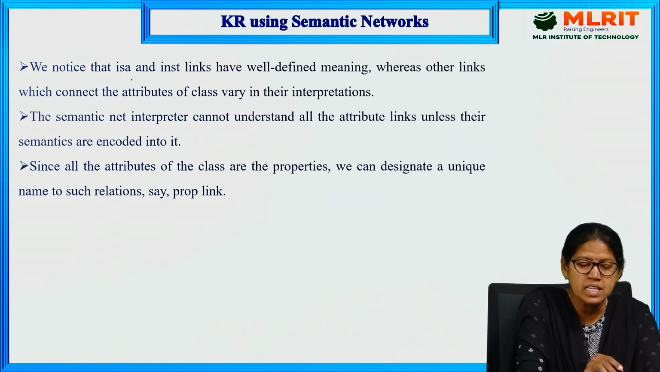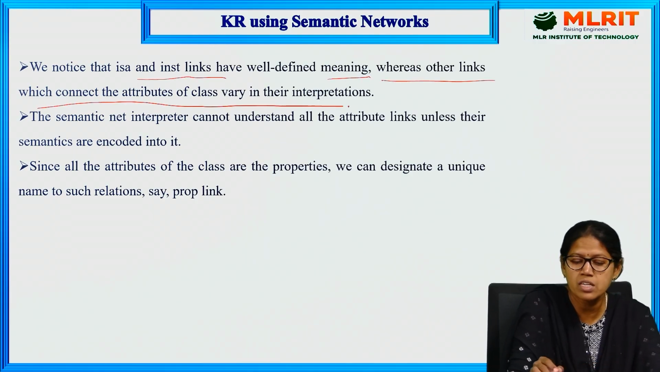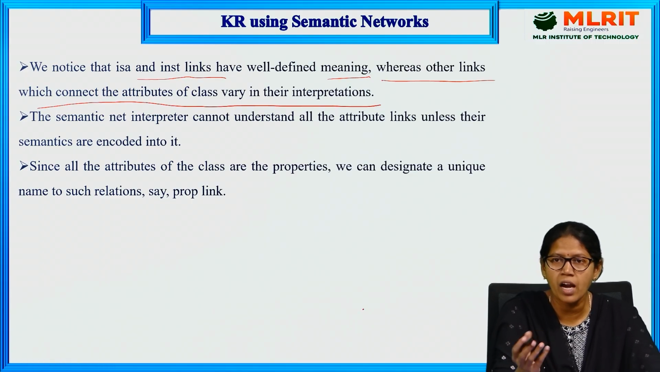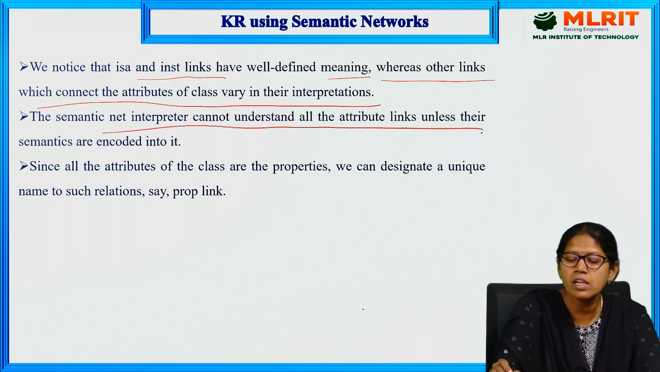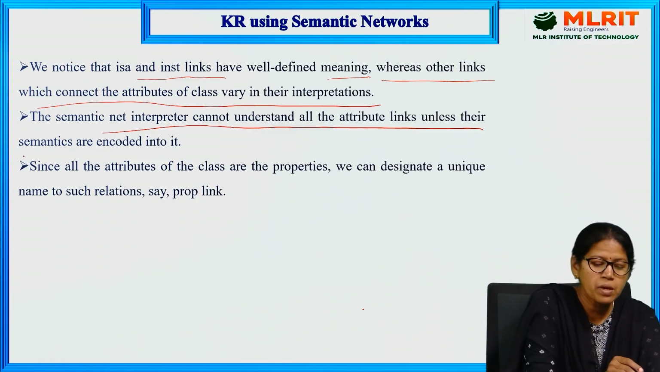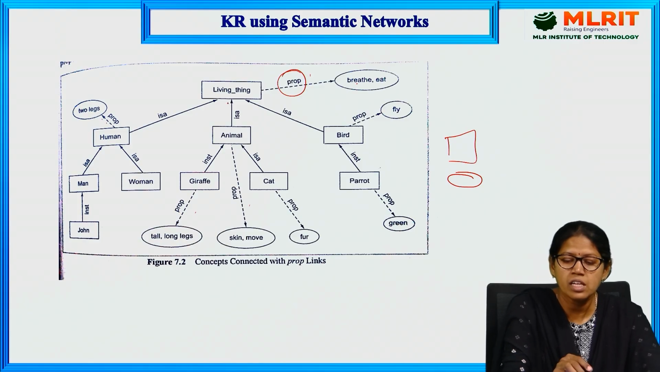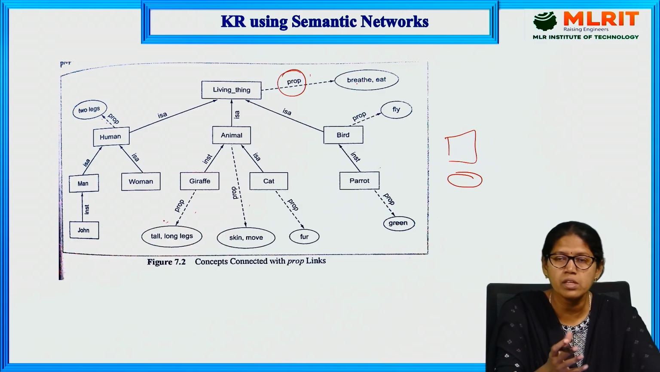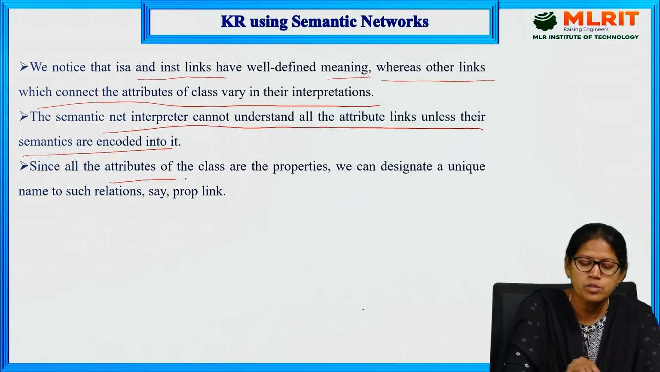Next, ISA and inst links have well-defined meaning, whereas other links which connect attributes of a class vary in their interpretations based upon the concept having the attributes or properties. It will vary. The semantic net interpreter can't understand all the attribute links unless their semantics are encoded into it. So directly has, can: the living thing can eat, can breathe, and giraffe height, tall. So the property relations will vary from one concept to another concept. All the attributes of the class are the properties.